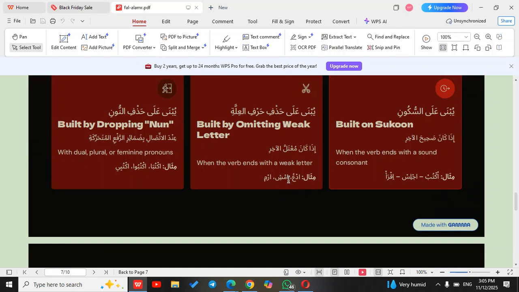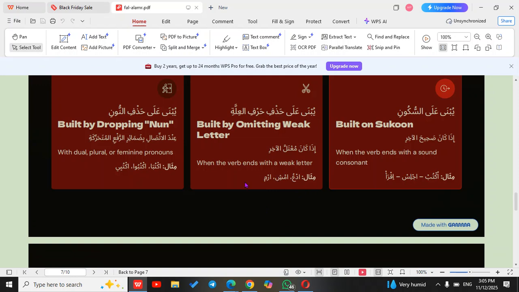For an example, udu, the last alphabet is what? It is waw. It is weak. It is among the weak letters, because the weak letters are alif, waw, yaw. So that is the reason why we remove the waw. Same thing with imshi. It's supposed to be imshi by ending with yaw. So we remove the yaw.